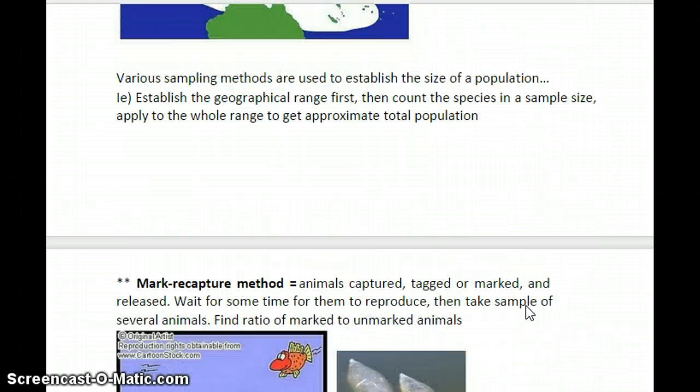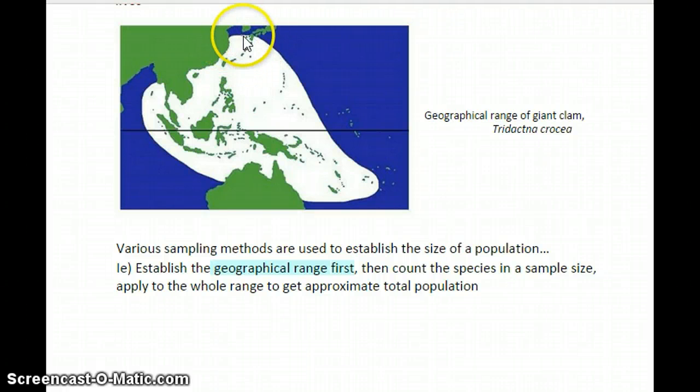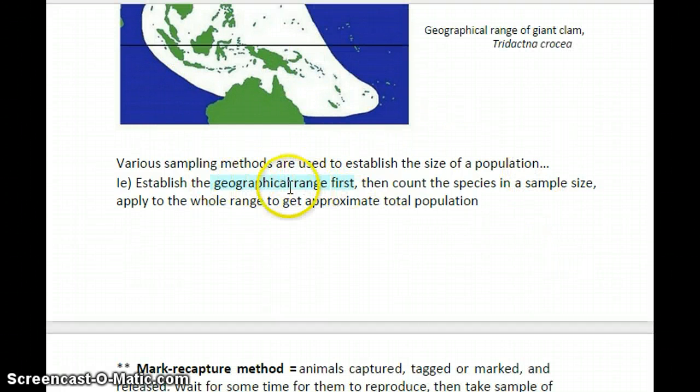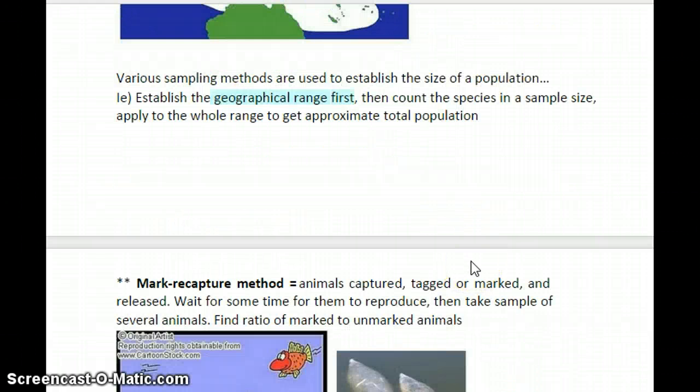Now, this can be a tricky thing to figure out, as you might imagine. You can't just go out and count every single organism because that would just be crazy. So one way to do it would be to kind of establish the geographical range first. So figure out, where are the limits of where an organism can live. If we go back to the clam, how far north do we see them before we stop seeing them? How far south, how far east, how far west? It'll give you a rough idea. So if you can establish that geographical range first, and then maybe take a sample size, so maybe count like 1 square mile, a little tiny part of that, and then you can multiply that number and apply it to the whole range to get an approximation of the population.